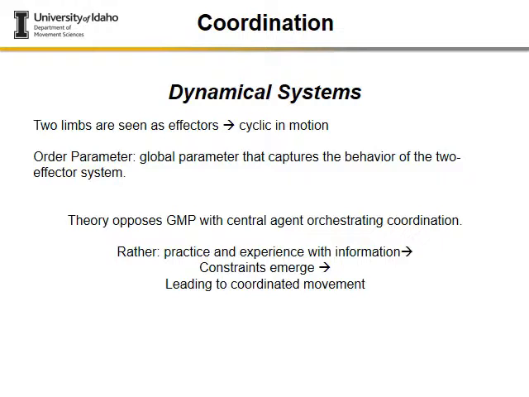Now, the order parameter is the global parameter that captures the behavior of these two effector systems. Now, this theory opposes a little bit of the GMP with the central agent orchestrating the coordination. So it's going to go higher order. It doesn't stay within the locations of the parameters that are located within GMP. So there's this idea that practice and experience with information allow us to constrain our movement patterns through the process, and this leads to our coordinated movement. So the ability for us to keep practicing trains us to have the ability to constrain degrees of freedom versus have freely movable degrees of freedom.